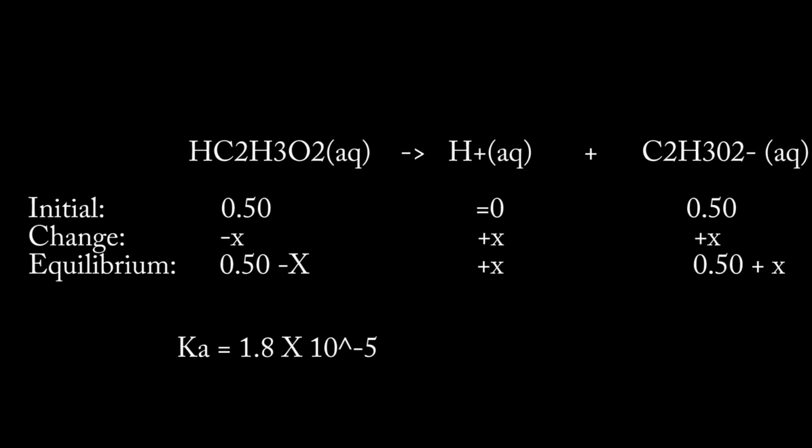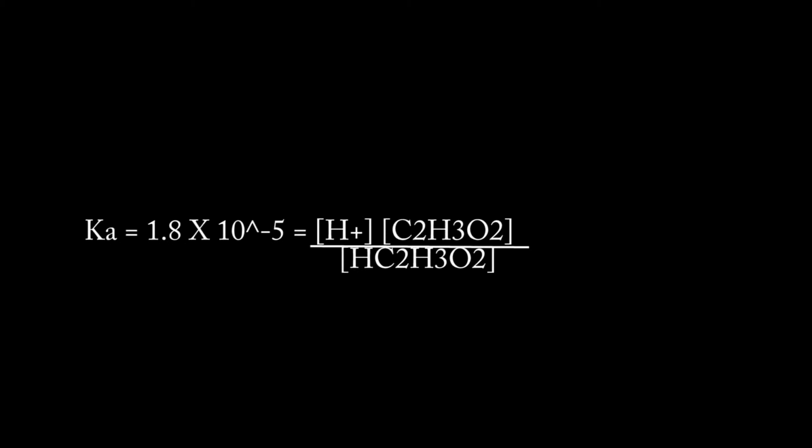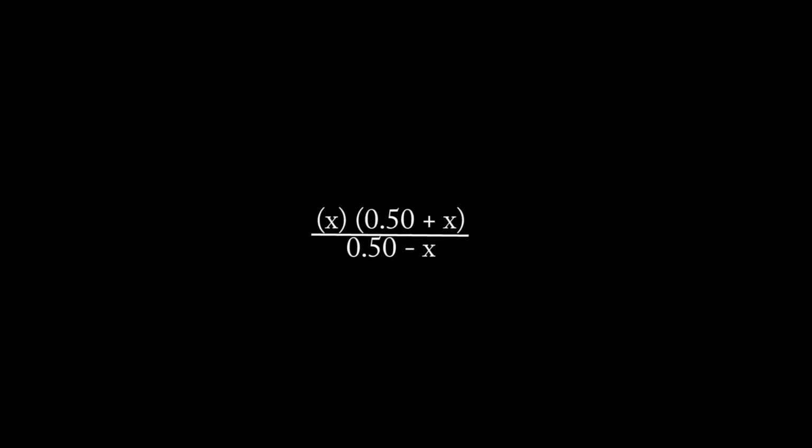So we can do 1.8 times 10 to the negative fifth equals the concentration of H plus times the concentration of acetate, over the concentration of acetic acid. So that'll equal x times 0.5 plus x over 0.5 minus x, because those are the initial concentrations and the unknowns. But the 5% rule will apply to this.